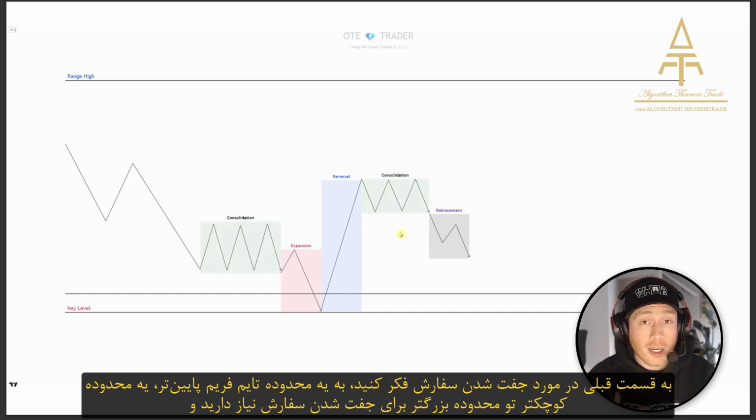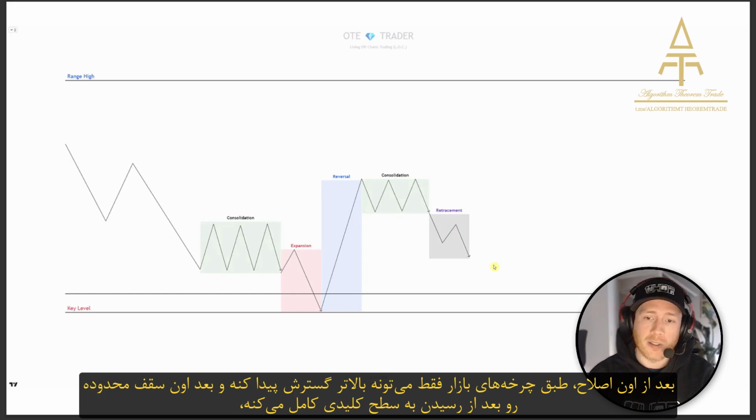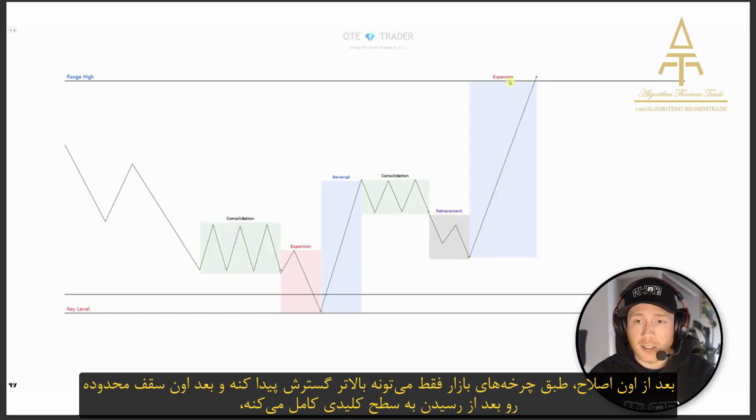You need a lower time frame range, a smaller range within the bigger range, to order pair, and that's why this retracement is key for my model. So after that retracement, it can only expand higher as per market cycles, and then it completes that range high after hitting the key level.